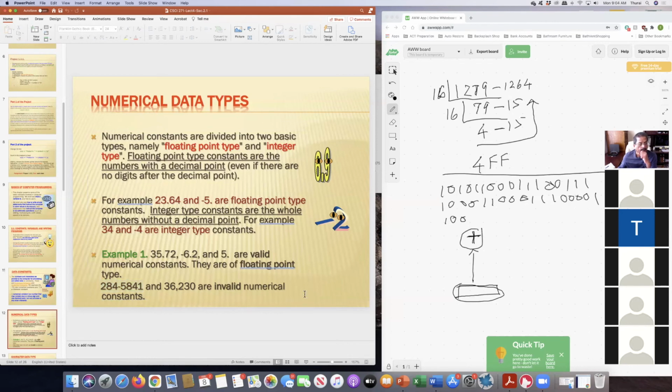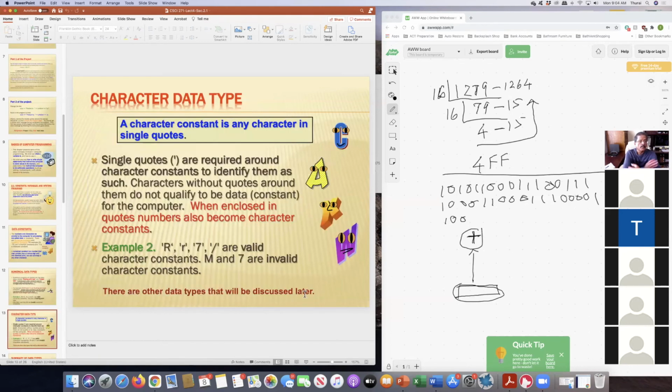Okay, going on to character type data. A character constant is any character in single quotes. Any character in single quotes can be used as character data in a program. Single quotes are required when you're using them as character data. Now, after we learn a little bit more, I'll be able to explain why the quotes are necessary.